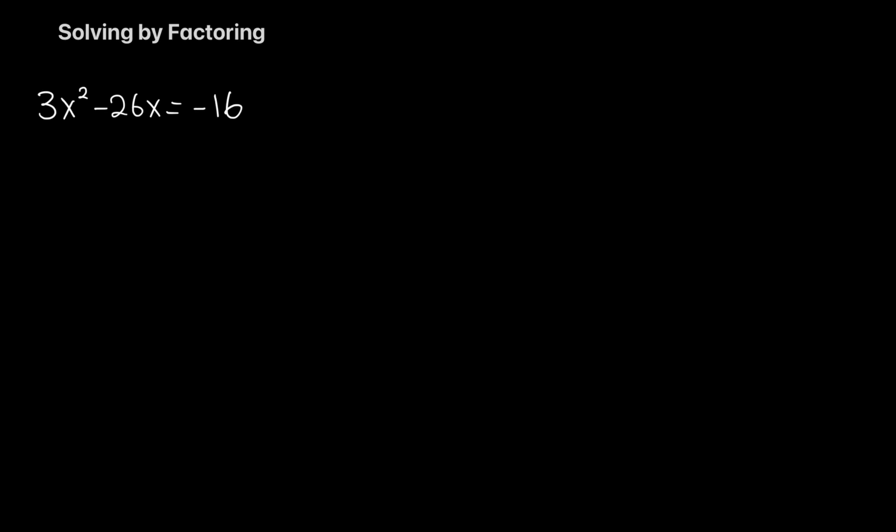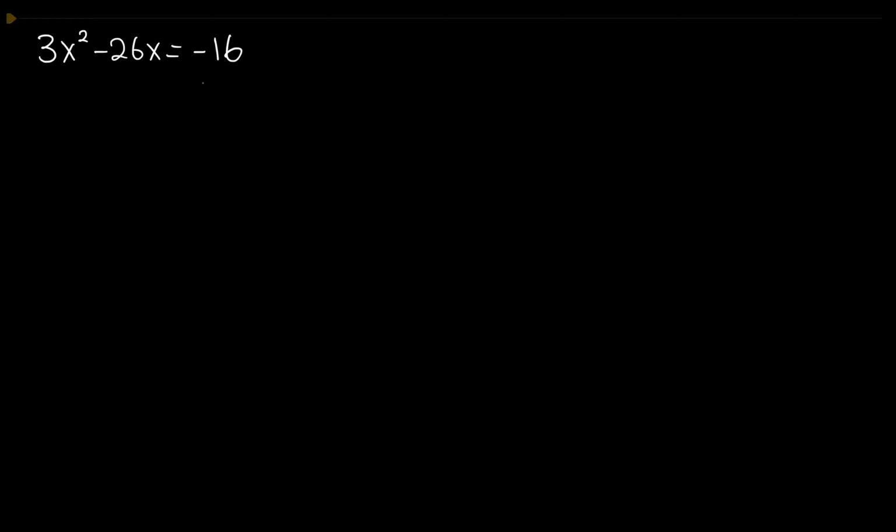All right, we're going to solve this by factoring. To solve this by factoring, I need one side to equal 0. So I'm going to have to add 16 to both sides. If I add 16 to both sides, we're going to have 3x squared minus 26x plus 16 equals 0.